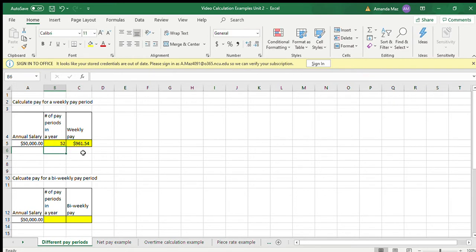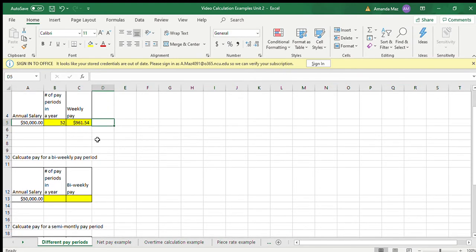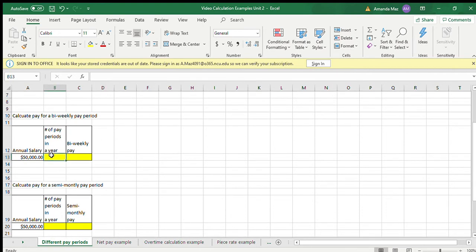This equals a weekly pay of $961.54. If you don't know how to use the formulas in Excel, you can just use a calculator and key in the answer. So we'll have $961.54. And that's fine if you want to do it that way, but I'll go ahead and work with the formulas.